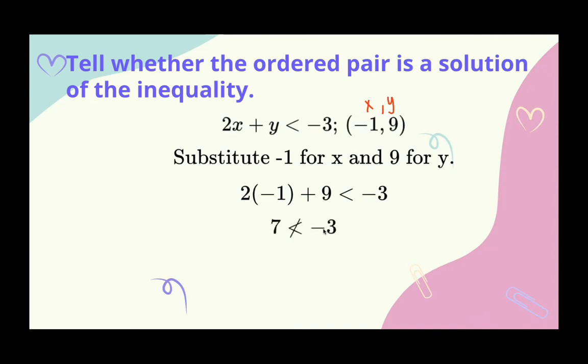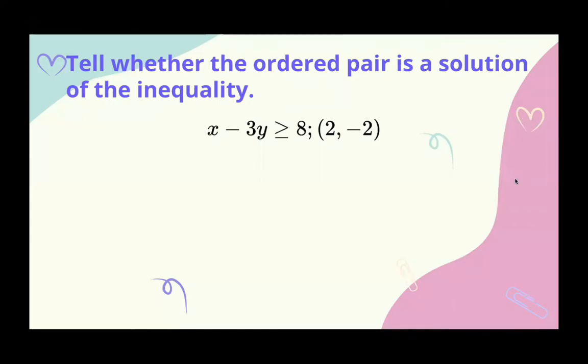Then bring down your remaining terms. So your final inequality would be 7 is less than -3. Now you can evaluate whether the inequality is true or not. We know that 7 is not less than -3, so the ordered pair -1, 9 is not a solution.